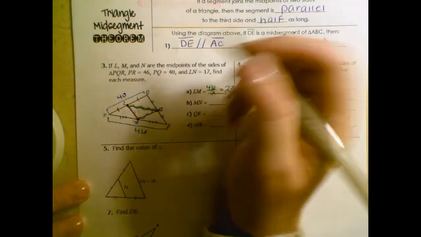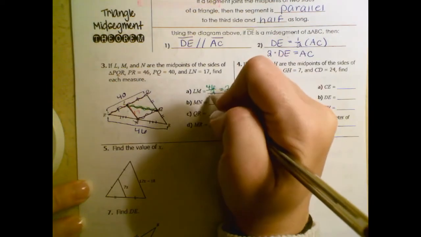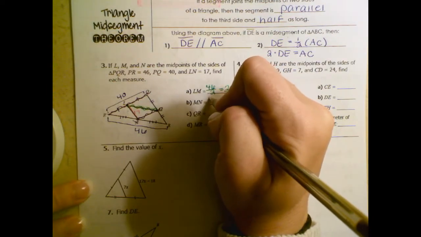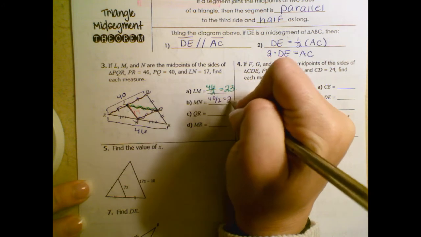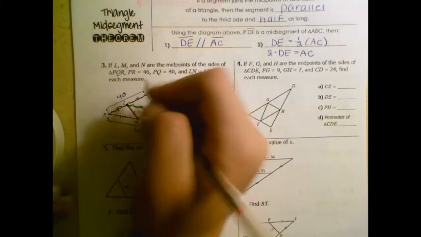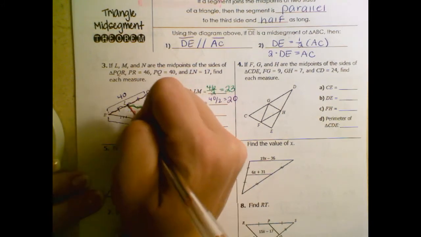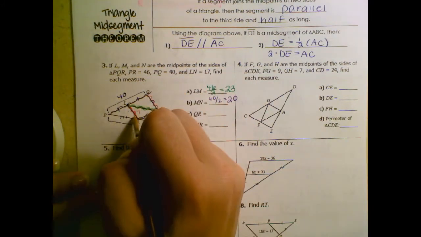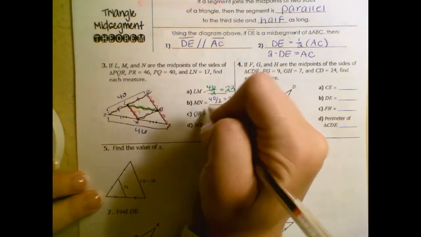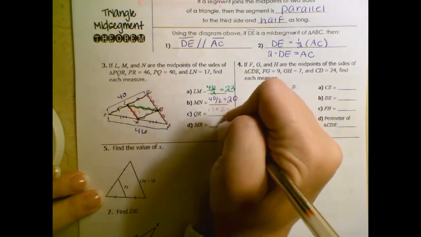MN is half of this guy, so PQ, 40. That gives me 20. QR is going with LN. LN is a smaller guy, so I want to double it. So this time I'm doing 17 times 2. So I get 34.